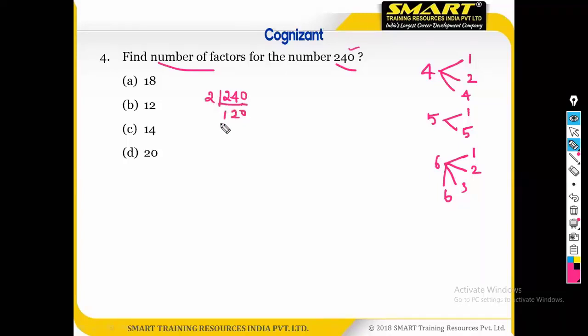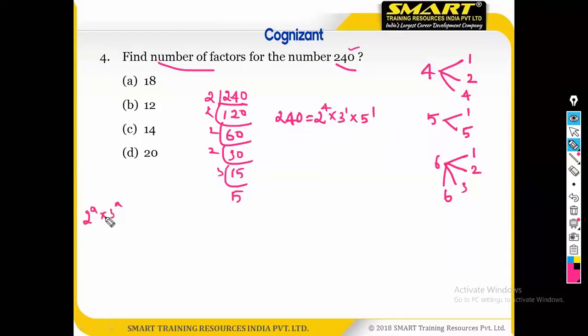So it is, okay, then 240 can be written as 2 power 4 into 3 power 1 into 5 power 1. So whenever you have got 2 power a into 3 power b and some number, okay, the base can be any prime numbers, and you will get some power numbers also. Guys, you have to take the power numbers.